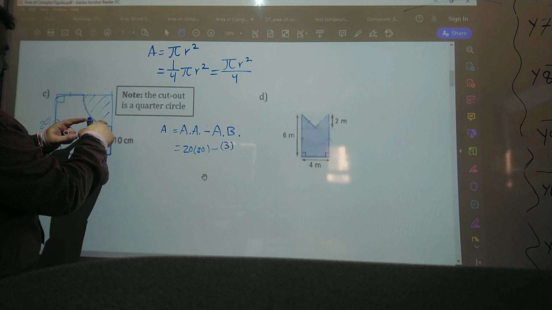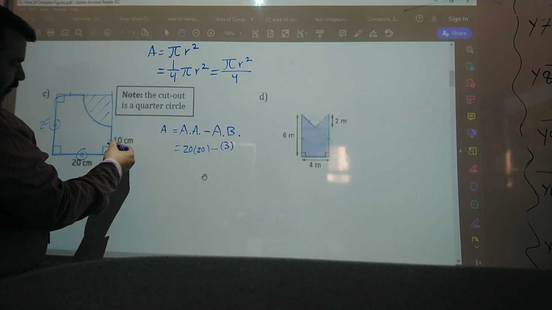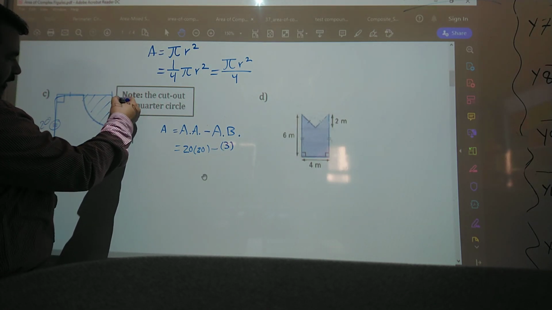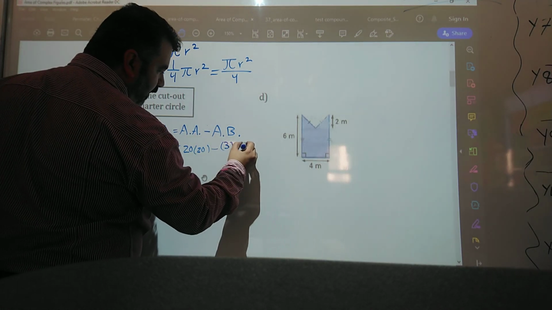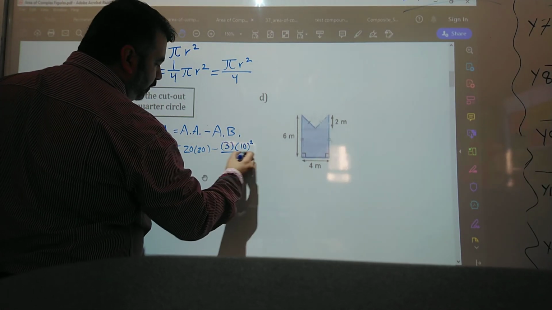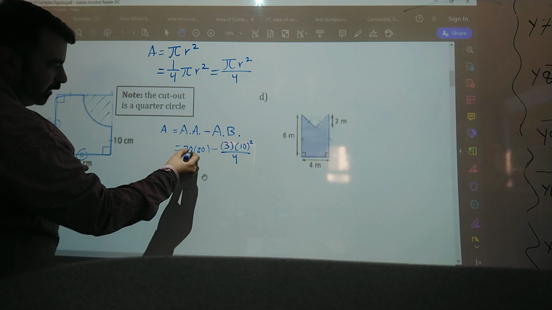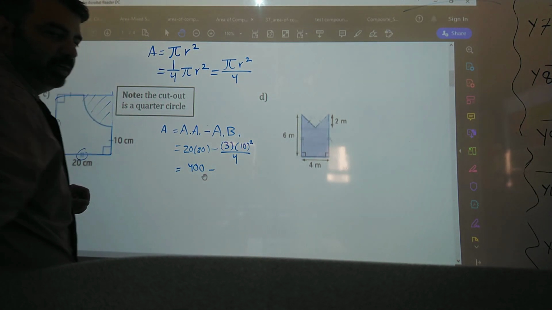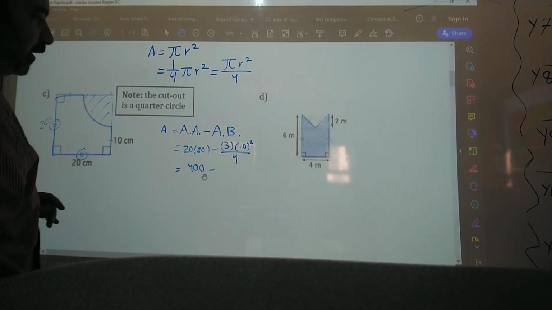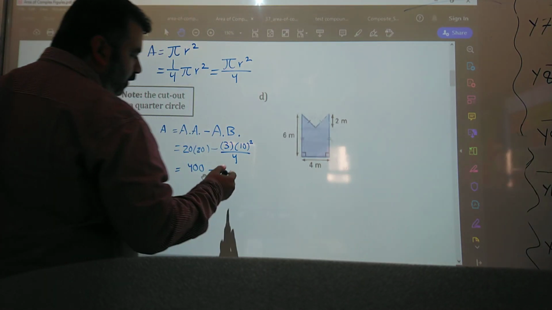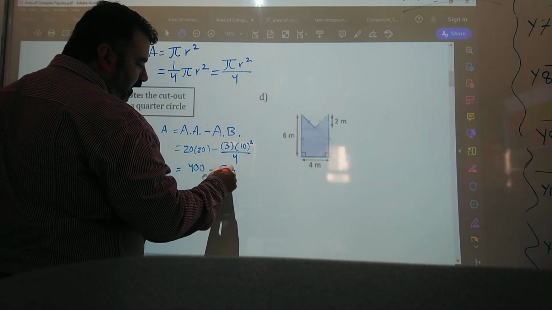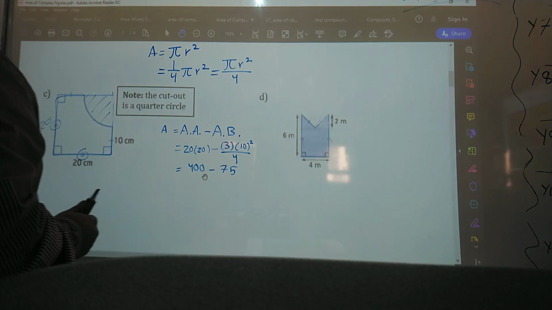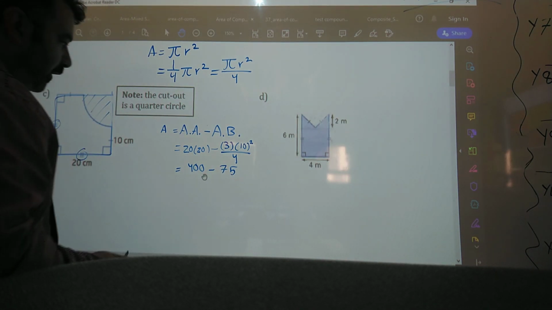Which is pi, which is 3, times R squared. How much is R? It's 10, because from here to here is 20, from here to here is 10. How much is left? 10. 10 squared over 4, right? So, what do you have? 400 minus 10 squared, which is 100. 100 divided by 4 equals 25. 25 times 3 equals 75. Fine, I'll zoom.